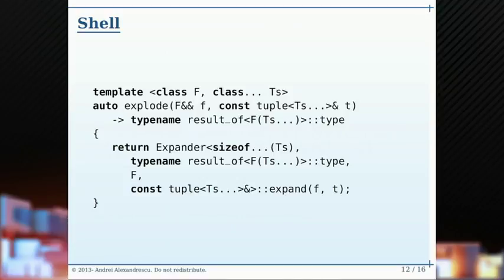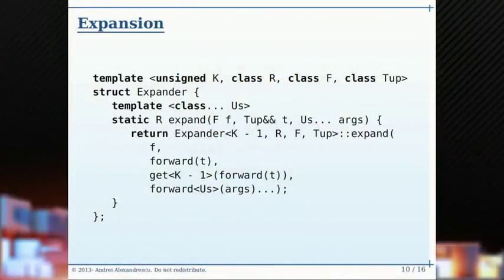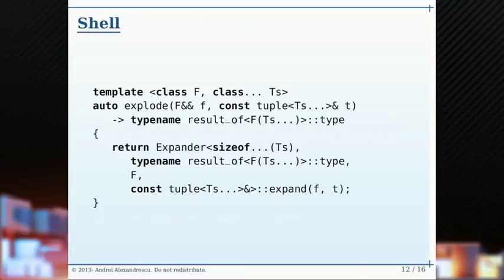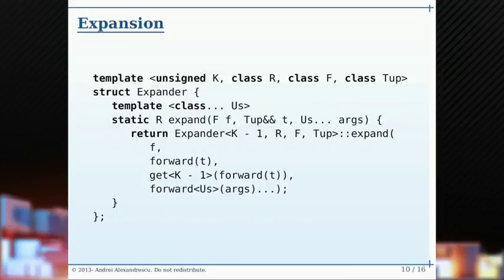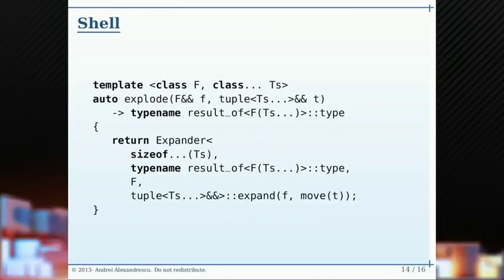So I have a question. Why do you forward this tuple since you always pass the L value? Why do I need to forward the tuple inside this expand? Oh, because this should work for everything. I don't want to copy this code for const, non-const, L value and R value. I don't want to duplicate this code. So this should work for everybody, right? So forward is going to do essentially nothing for const references.